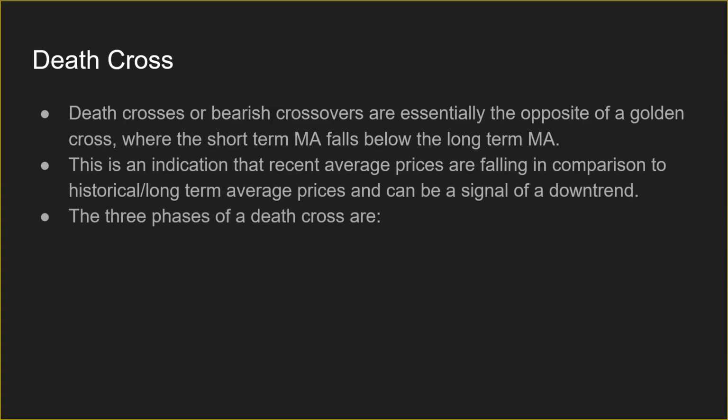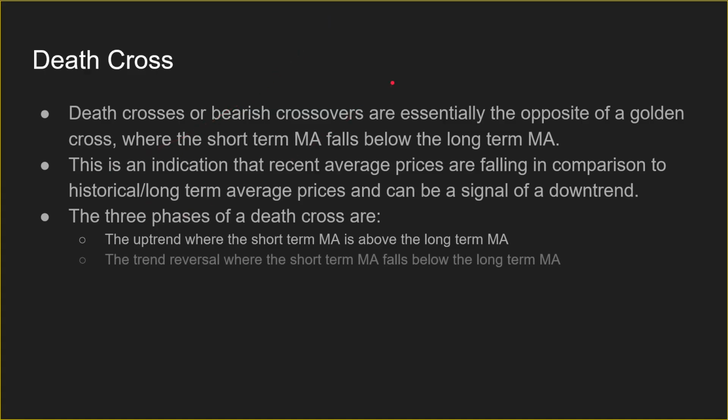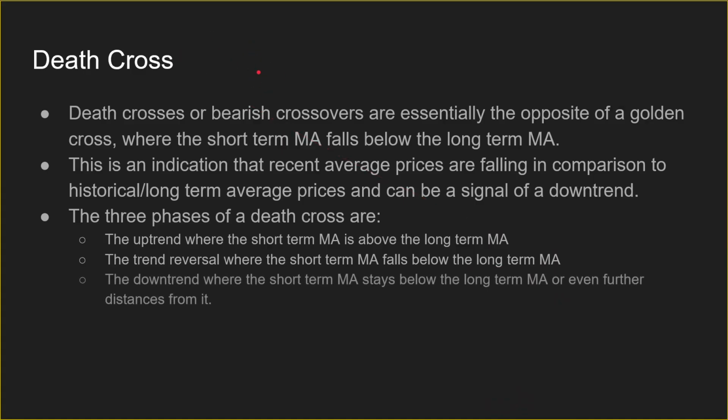The three phases of a death cross are the uptrend, right at the beginning, where we're moving upwards and the short-term moving average is above the long-term moving average. Then the trend reversal, where the short-term moving average falls below the long-term moving average, is where we actually see that crossover. And then the resulting downtrend, where the short-term moving average stays below the long-term, or even further distances itself from it. We start to see that gap increasing, signaling that the trend is strong or strengthening.